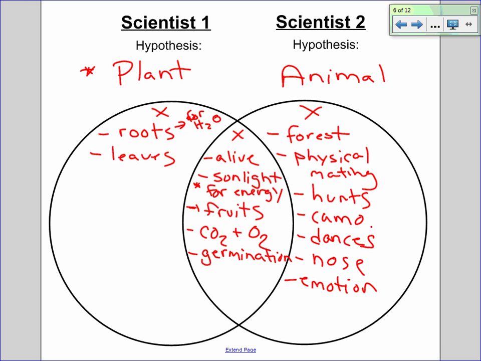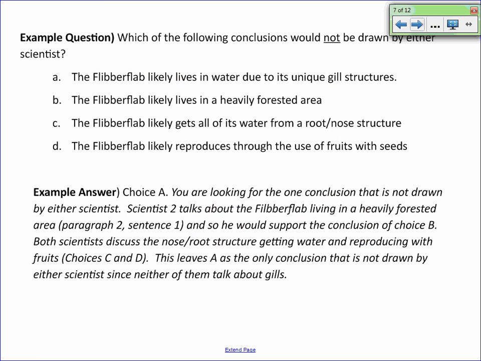Good. This is actually a good list because now that we have this, we're going to be able to answer all the other questions. All right. What will these questions look like? The next one gives you an example. Which of the following conclusions would not be drawn by either scientist? So now the things you have to be careful about on these questions. The first thing you have to look for is whether we're looking for what they would say or what they wouldn't say. And then the second thing you have to look for is which scientist we are talking about: one of them, the other one, both, or neither.